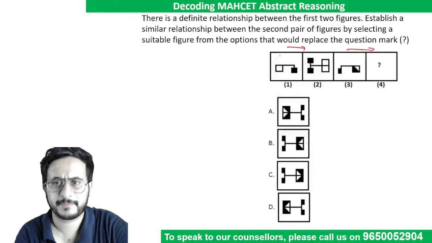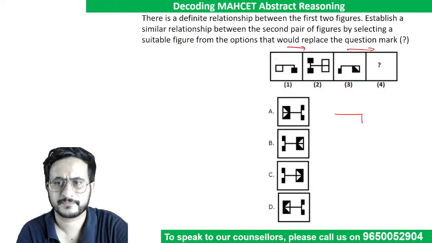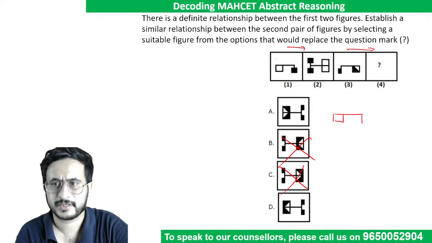So see this, what is happening in this? This was combined into two parts, right? The first part is the mirror image. So the bottom part will be the mirror image, so it should be like this. Now you can eliminate these two options straight away. So the bottom part is the mirror image. How will the mirror image look? The mirror image will look something like this, and like this.